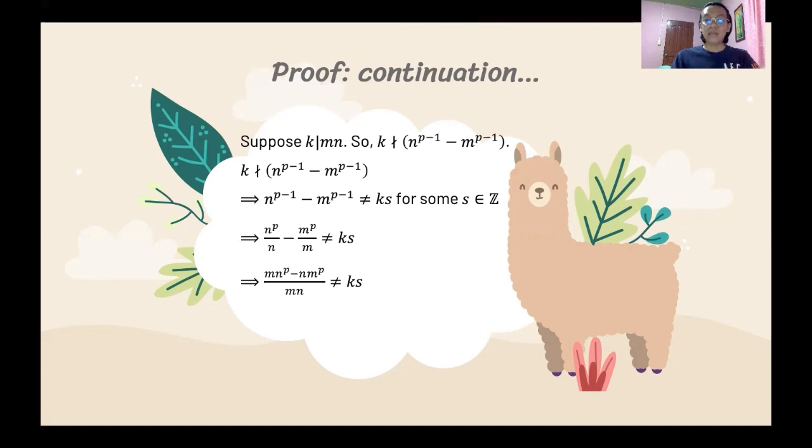Multiplying both sides by m times n, we have m times n raised to P minus n times m raised to P is not equal to k times s times m times n. By the closure property of integers, s times m times n is also an integer. So, k does not divide the quantity m times n raised to P minus n times m raised to P. This is a contradiction because we say in our assumption that k will divide m times n raised to P minus n times m raised to P. So we have a contradiction.